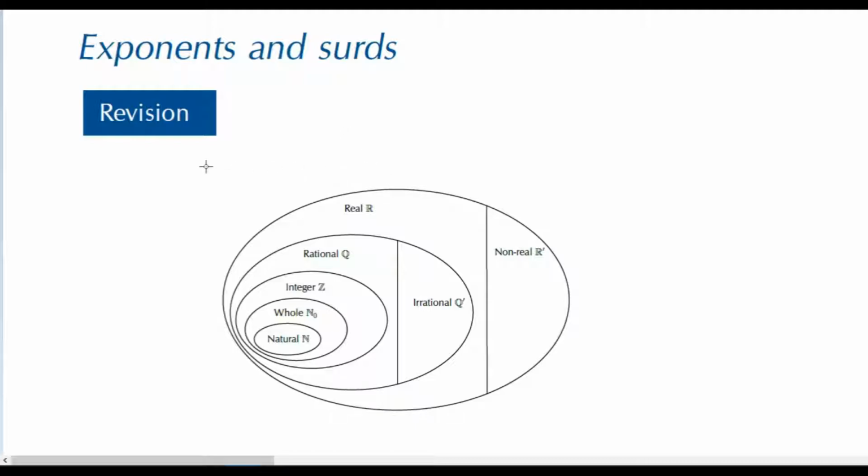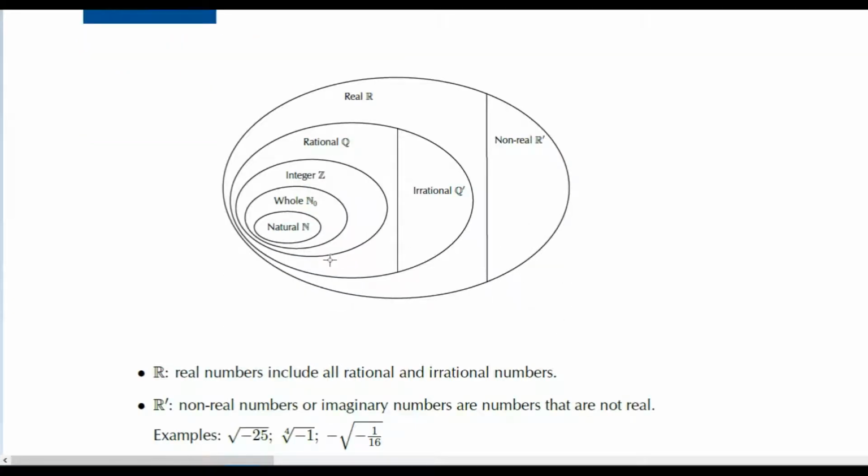So, we're going to be starting off with a little revision. Exponents and surds. So, remember we have our number system, how we categorize numbers. And in grade 11, we're going to be expanding it a little. So, this circle over here, this is the work we did before.